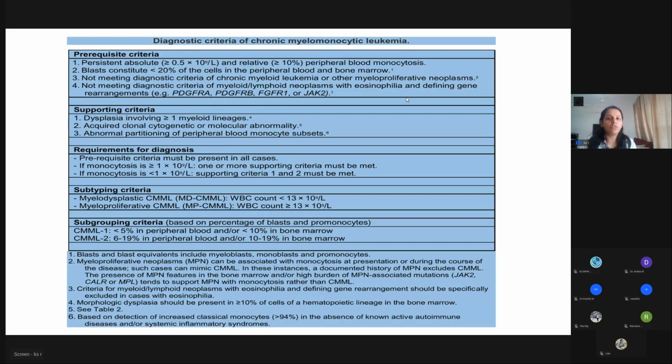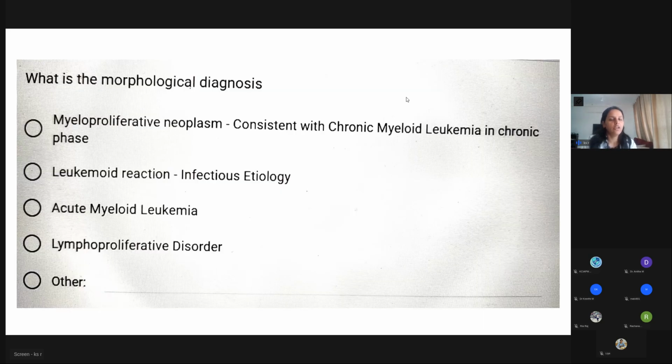So, according to the WHO, there was peripheral blood monocytosis, and the blast cells were less than 20% here, and there was dysplasia involving more than 1 myeloid lineage, and the WBC count was increased, and monocytosis was noted, and there were dysplastic features in the neutrophil, and myeloproliferative features were also noted. So this was the morphological diagnosis given.